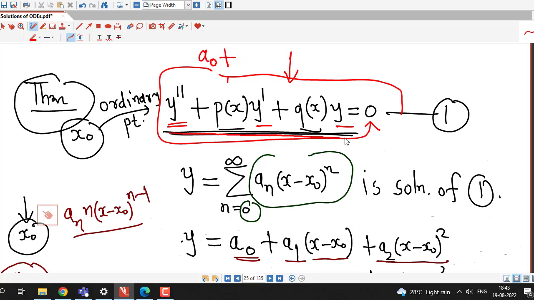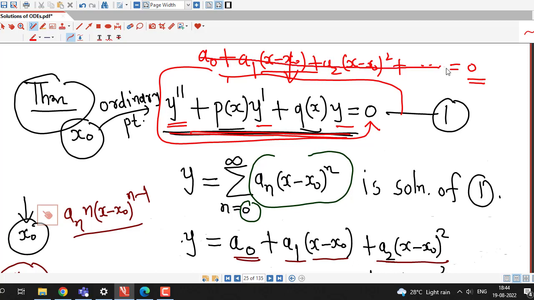We will try to write this left hand side in this form: a0 plus a1 times x minus x0, a2 times x minus x0 squared, and so on, equal to 0, so that all the coefficients of this left hand side must be equated to 0. So here, after putting values of y, y dash and y double dash, we will be able to decide the coefficients of different powers of x, and we will equate those coefficients to 0.